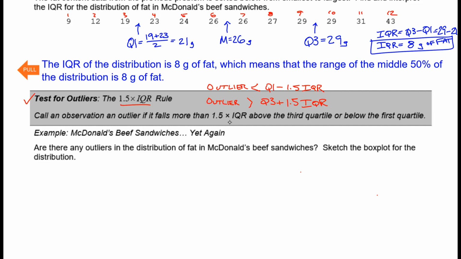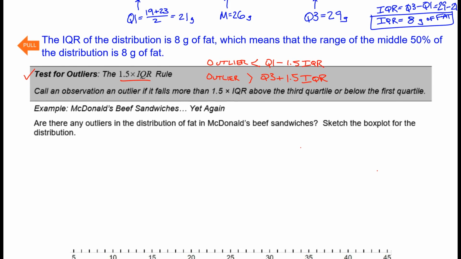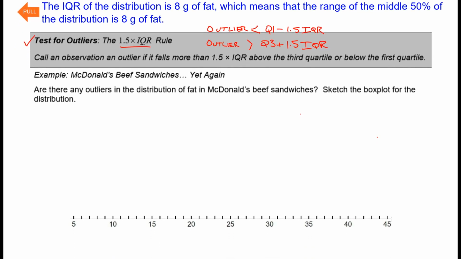Okay, so we might as well practice this new definition by looking at the McDonald's beef sandwiches yet again. So the first thing it says here is, are there any outliers in the distribution of fat in McDonald's beef sandwiches? Sketch the box plot for the distribution. So first thing we're going to do is see if there's any outliers, then we'll sketch the box plot.